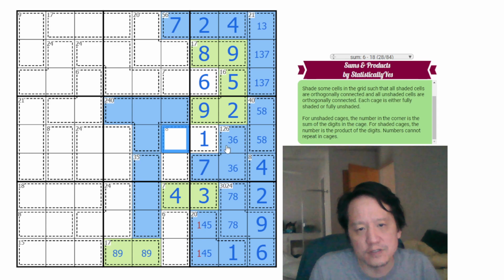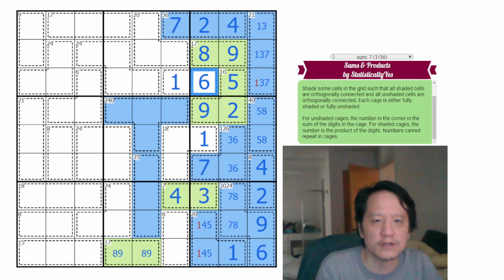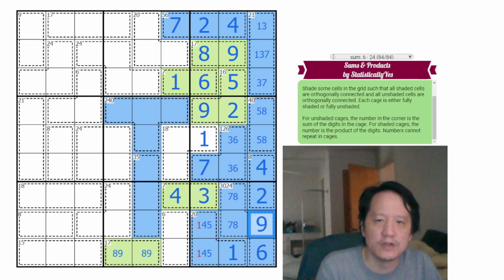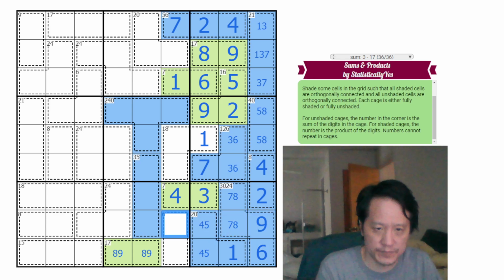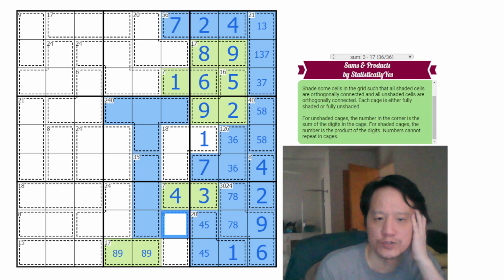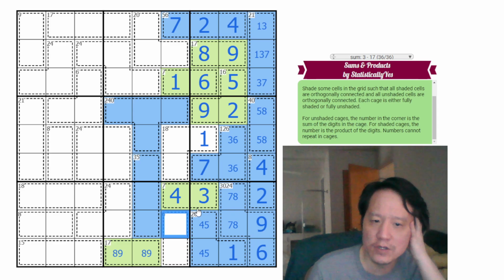We don't know. This is 6, so this has to be no 1. This is addition, so this is not shaded. No 1. No 1 here. This cannot be addition of 1, 5 or 2, 4, so this has to be product. This has to be an addition because it's all contiguous.